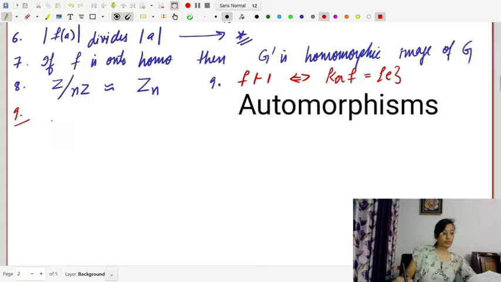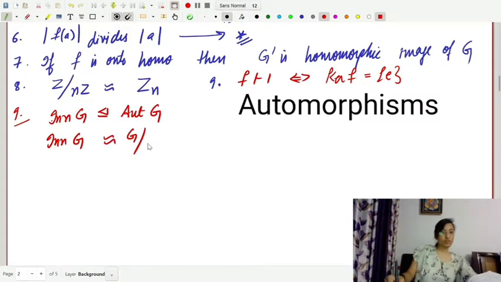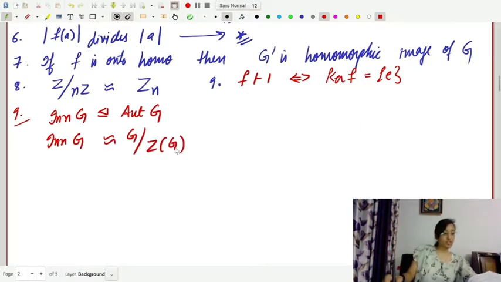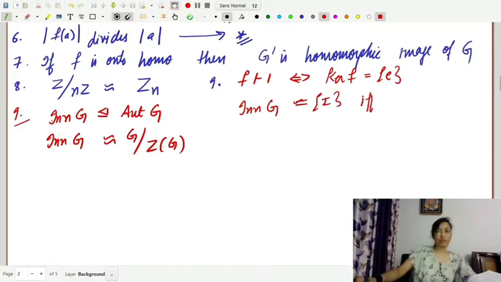Now, the inner automorphism of G is a normal subgroup of Aut(G). Inner automorphism of G is isomorphic to G modulo the center of G. Inn(G) is equal to the identity map if and only if G is abelian.